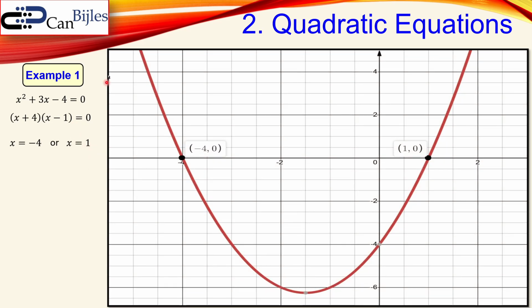Now this is the graph. You see actually here the graph, the red one. This is the x and this is the y-axis. You see here the intersection point.